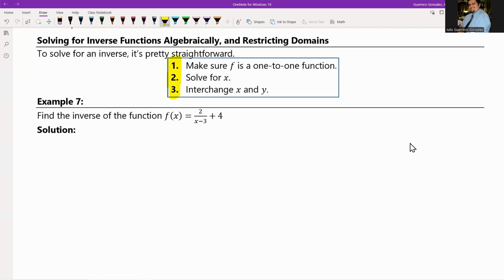First of all, step 1, make sure f of x is a one-to-one function to start. To begin with, f of x has to be one-to-one. Next, you solve for x. And then the last step is, once you solve for x from step 2, you interchange the x and the y. This sounds pretty complicated.